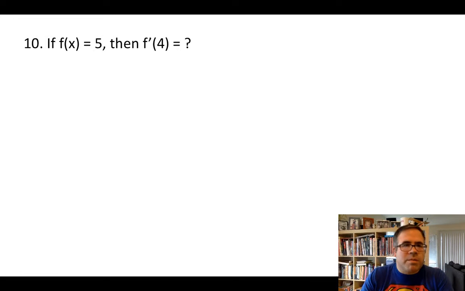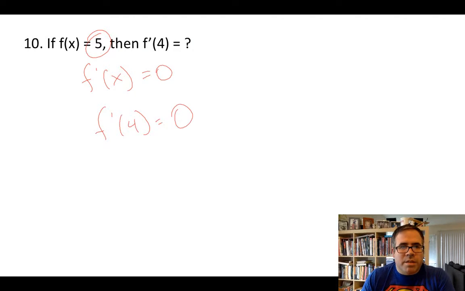If f of x equals 5, then f prime at 4 is equal to what? I hate to say this, but this is a little bit of a trick because the derivative of a constant function is 0. So f prime at any x is just 0. So certainly, when x is 4, this is equal to 0.